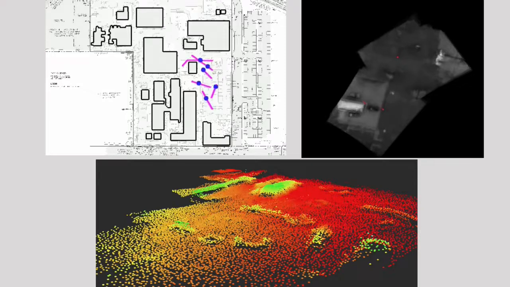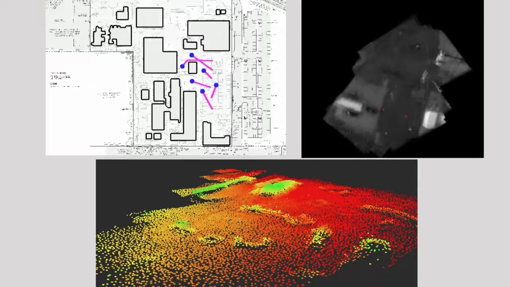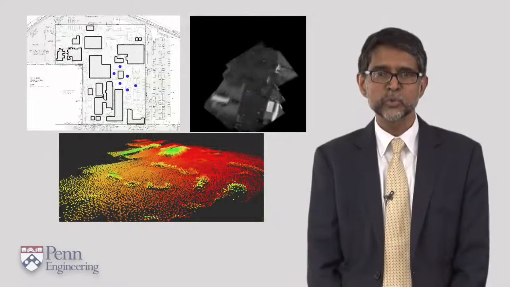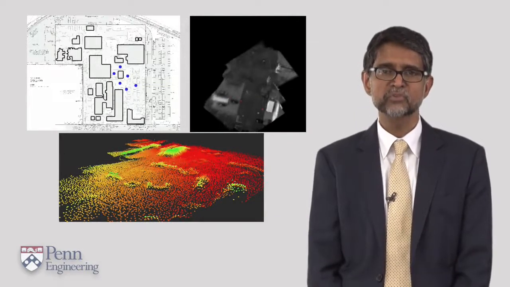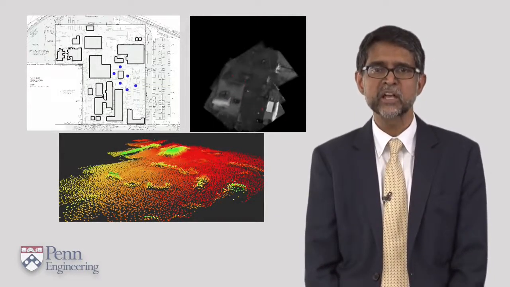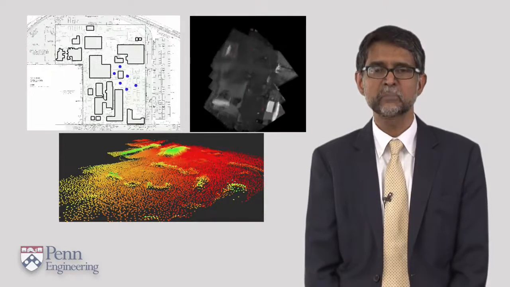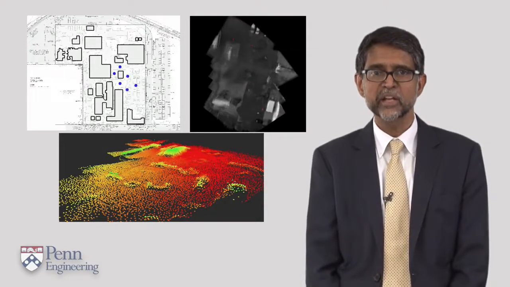On the top left, you see trajectories being planned autonomously. On the top right, you see a mosaic being constructed in real time. And at the bottom, you see a three-dimensional reconstruction of the site that needs attention. Again, the idea is that you would get this information and provide human first responders with situational awareness well before they get to the scene, so they're better equipped and they don't get into harm's way.